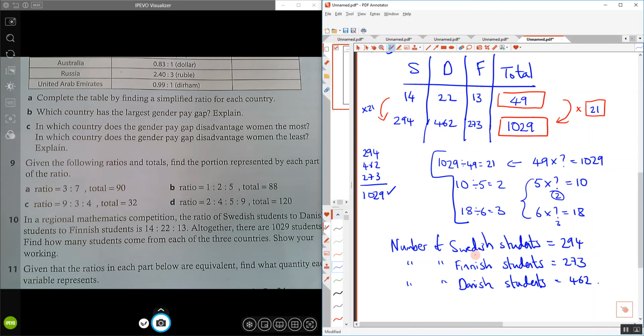Is that clear? Clear as mud? Crystal clear? About as clear as my day. Okay.